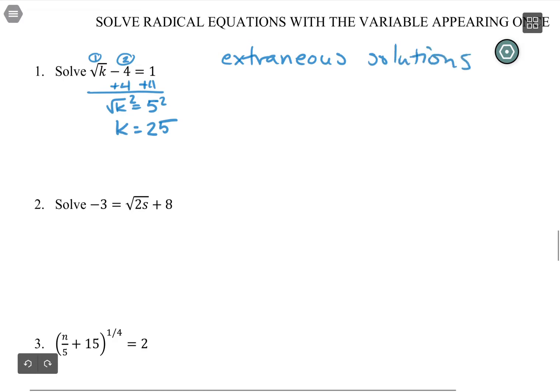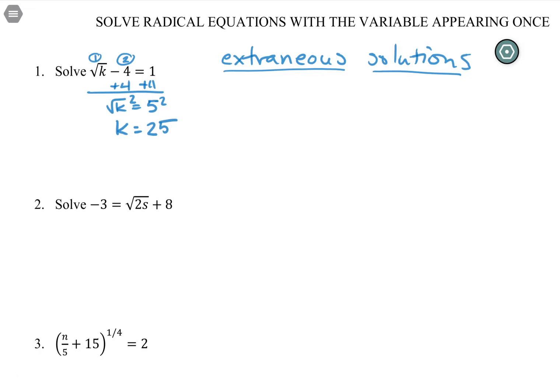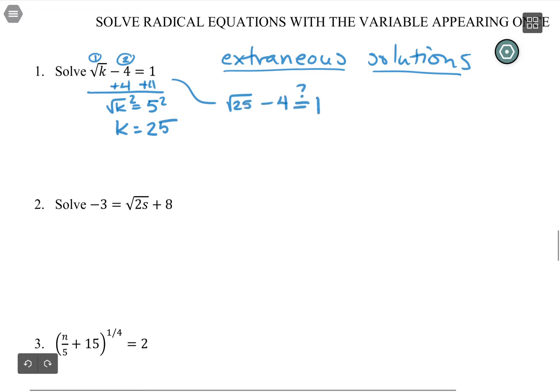So just like with the rational equations, we could do absolutely everything right and still get an answer that's not valid. It's a little bit harder to spot in these equations, but it certainly shouldn't be impossible, especially a simple one like this. It's pretty easy to do a full check. If we say root 25 minus 4, and we want to know if that equals 1, that's 5 minus 4, and it absolutely does equal 1.